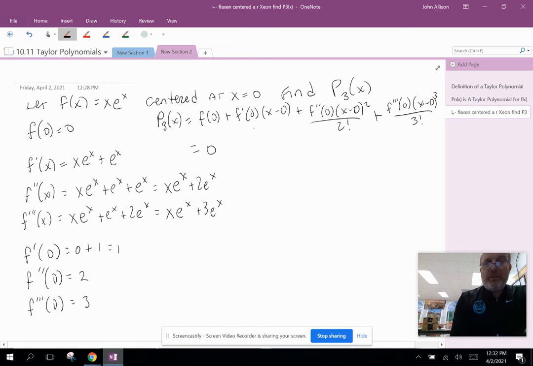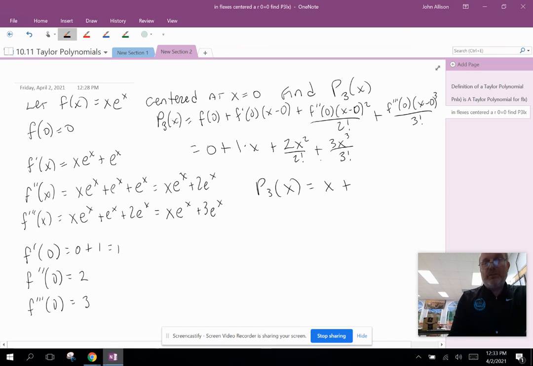Okay, so we're going to have 0 for f of 0. Then we're going to have 1 times x plus 2 times x squared over 2 factorial plus 3 times x cubed over 3 factorial. And you might already see that this simplifies.